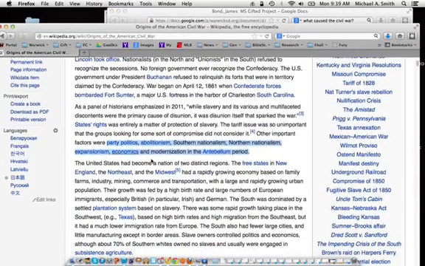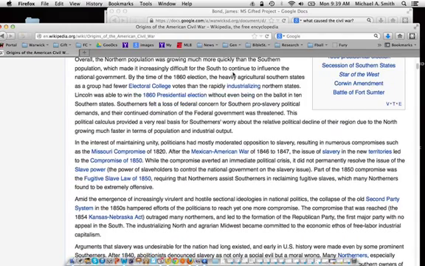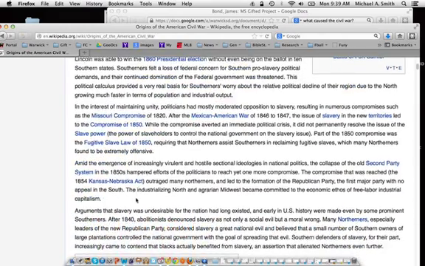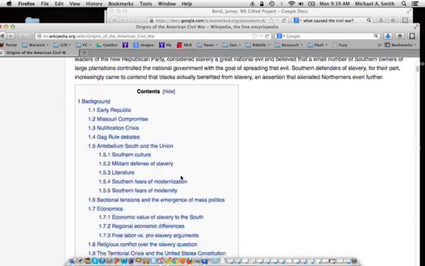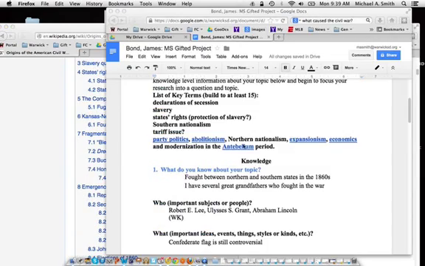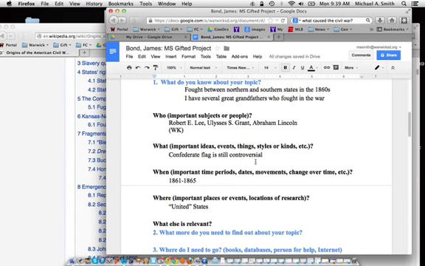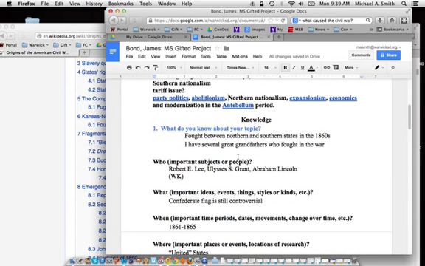And then if we look down further and keep reading here, we can see there's all kinds of other events and terms and things that we could follow up and add to our key terms, under our whats, our whos, our important events and ideas, and so forth. So this is the beginnings of generating key terms and getting your background knowledge.